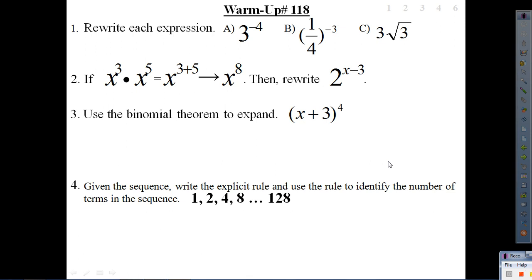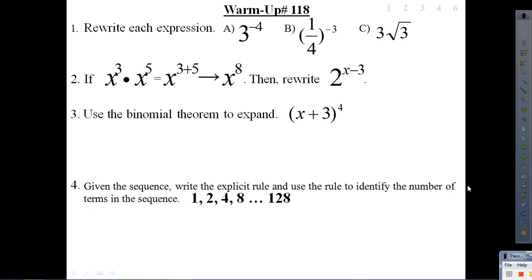Number 3, use the binomial theorem to expand (x + 3) to the 4th power. And number 4, given the sequence, write the explicit rule and use the rule to identify the number of terms in the sequence. The sequence given is 1, 2, 4, 8, ..., 128. Go ahead and copy that. I'll give you some time if you want to pause the video right now so you can do that on your own. Copy and go.